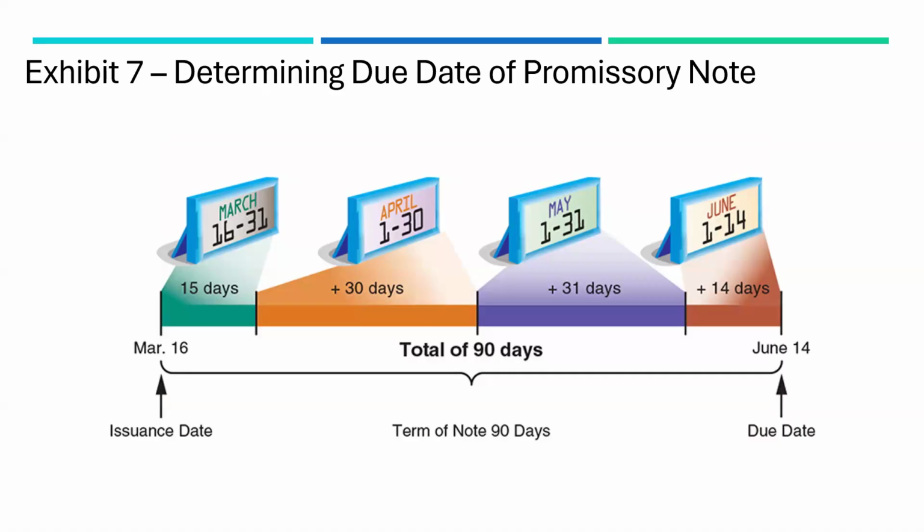And so, right, to calculate how many days the note is, we have 31 days in March. And so 31 minus 16 is 15. So we have 15 days here. And then June 14th is 14 days in June. And then we have 30 days in April, 31 days in May.